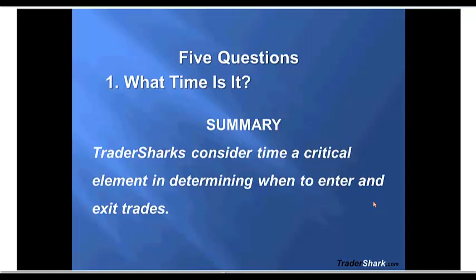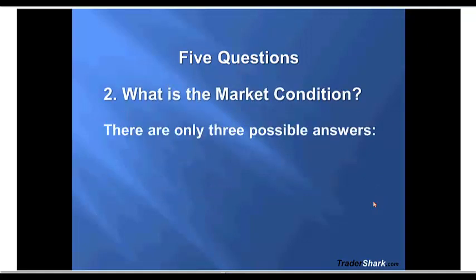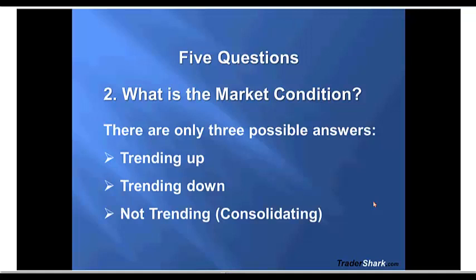Summary, real quick. Trader sharks consider time a critical element in determining when to enter and exit a trade. Fair? Fair enough? So, what's the market condition? Market condition, there's only 3 possible answers, right? Actually, I think there's 4. Number 1, the market could be trending up. The market could be trending down. The market could not be trending, or consolidating. Or the other. The other.